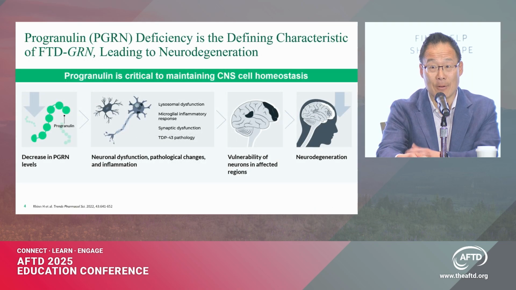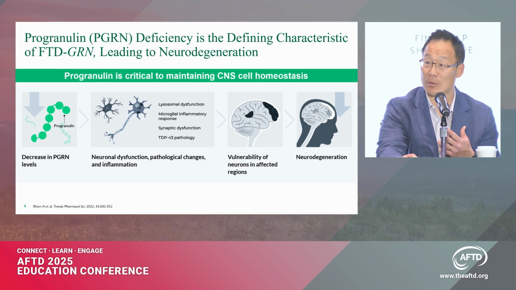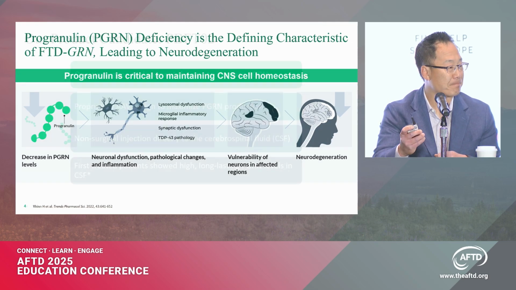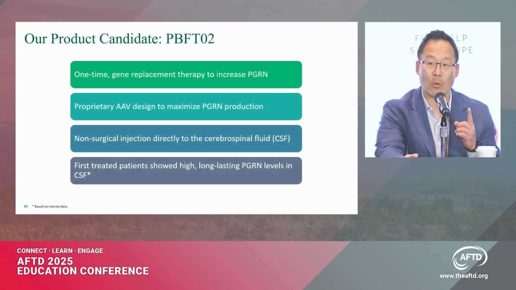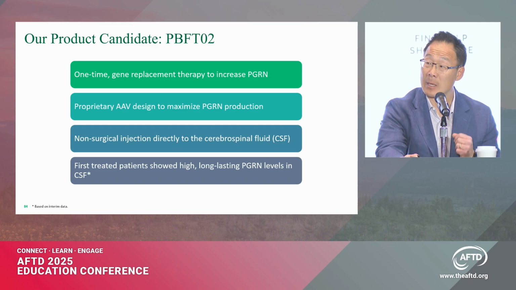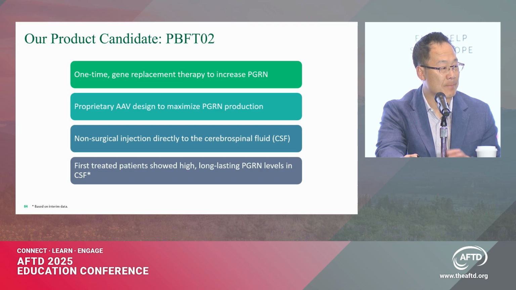So Richard already covered that progranulin deficiency is the driving cause of neurodegeneration in patients with FTD-GRN. So obviously, all of us up here are trying to replace progranulin. Our product candidate is called PBFT02. It's a one-time therapy, so you come once for an injection. It's a gene replacement therapy. So essentially, patients have a defective copy of this gene. We give them a functioning copy of it so that their own brain cells will create progranulin.